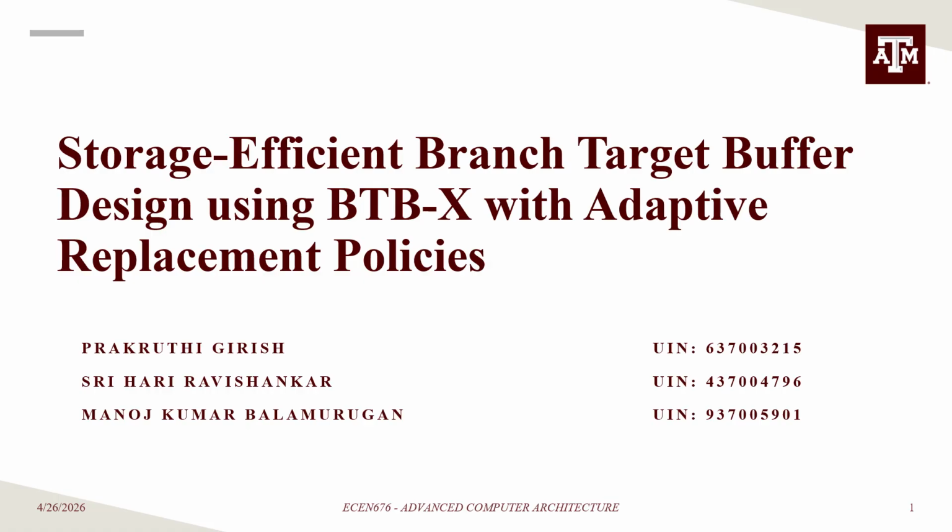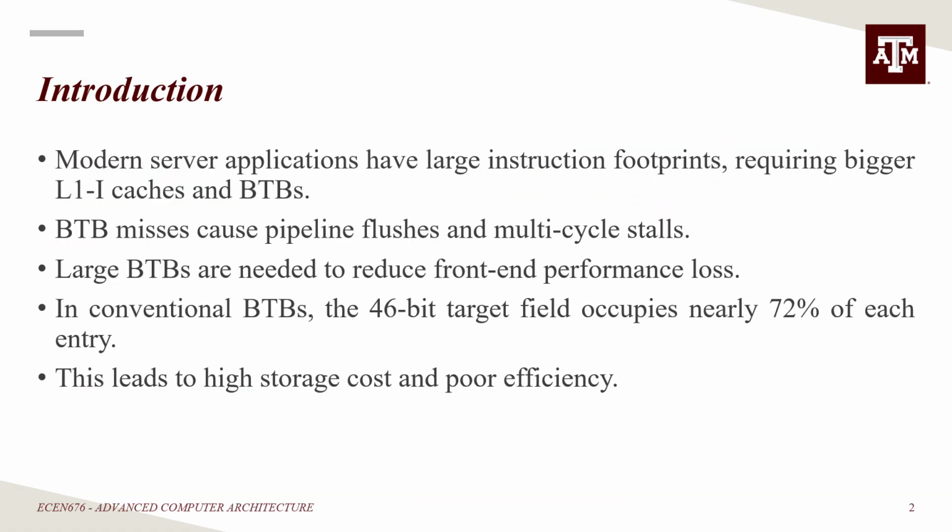The primary goal of this project is to improve the efficiency of the branch target buffer, which is a critical component of our processor frontend. Also, as an extension of this work, we explore how BTBX improves storage efficiency and how adaptive replacement policies influence the overall performance, and how the results vary when the storage capacity is increased and decreased for the BTBX, which will be discussed in the upcoming slides.